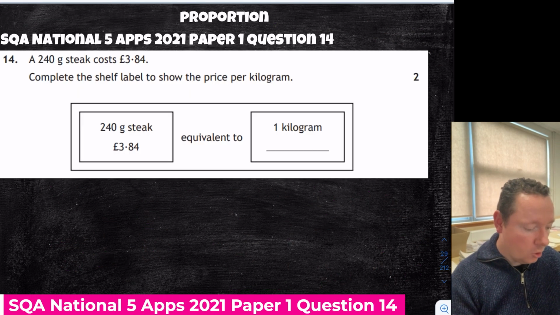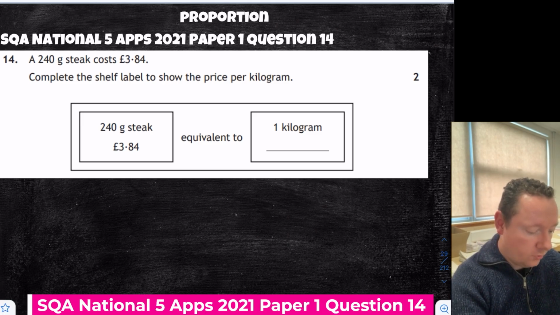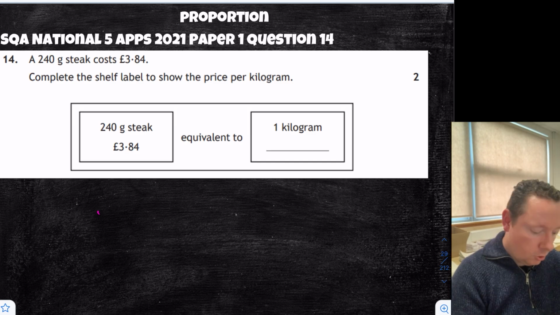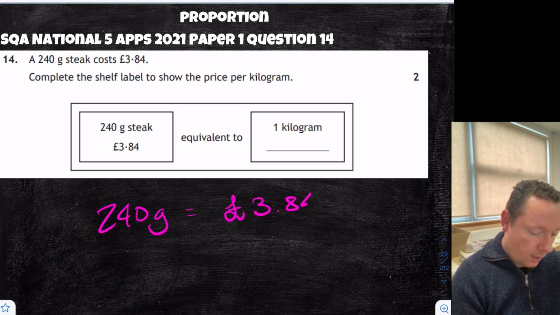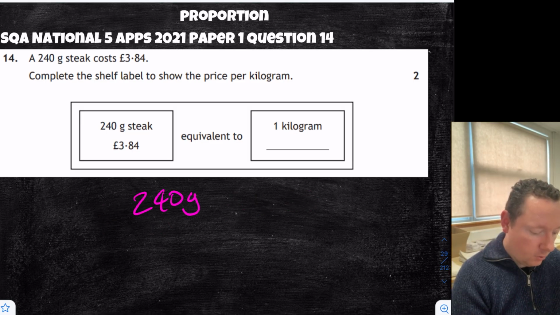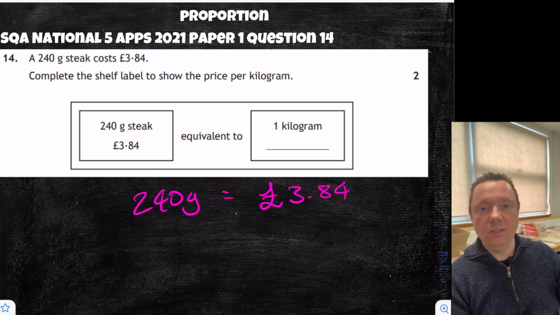Okay, proportion. SQA National 5 Application of Maths 2021, Paper 1, Question 14. A 240 gram steak costs £3.84, complete the shelf label to show the price per kilogram. So 240 grams is equal to £3.84. And I want to get up to 1 kilogram eventually. So we know 240 grams is equal to £3.84. And we want to know what 1,000 grams is.